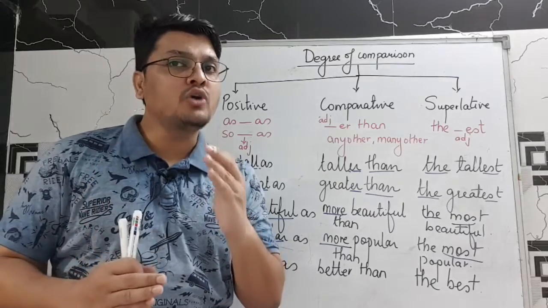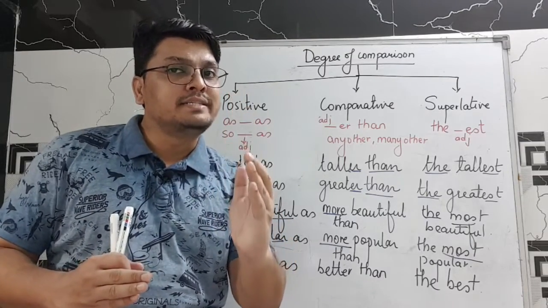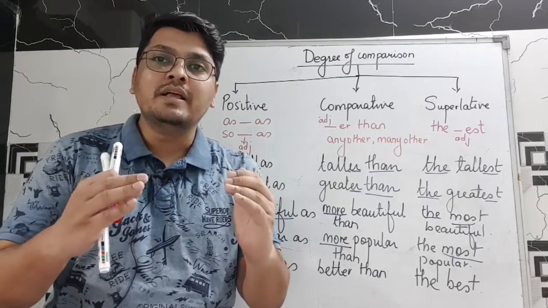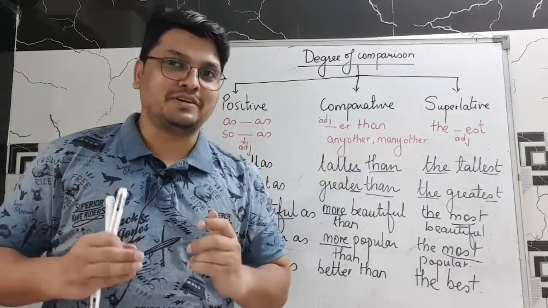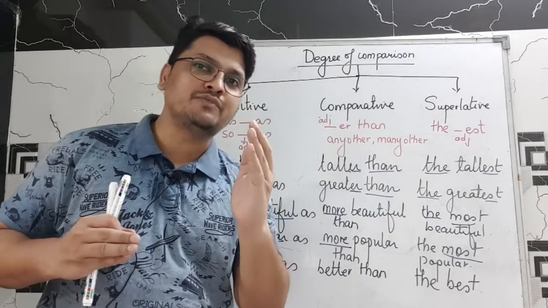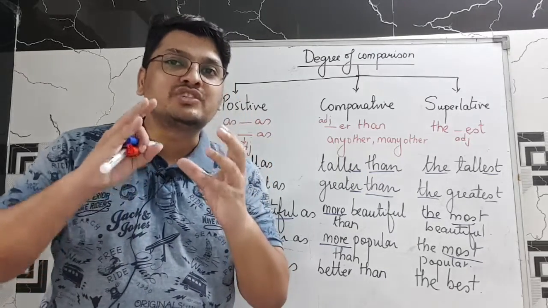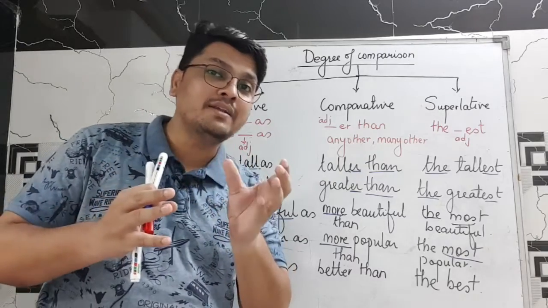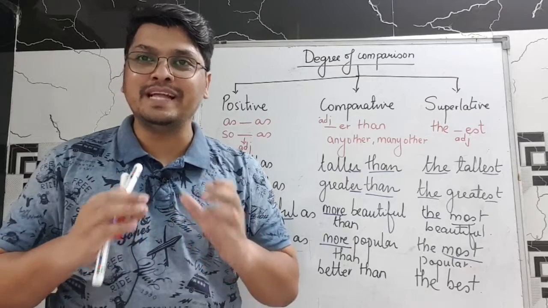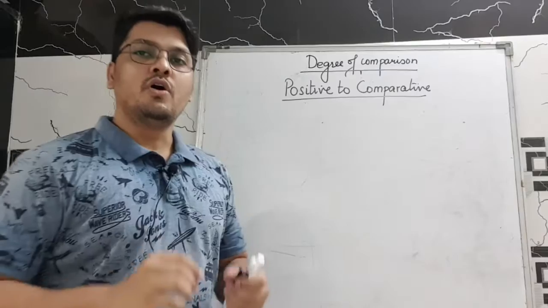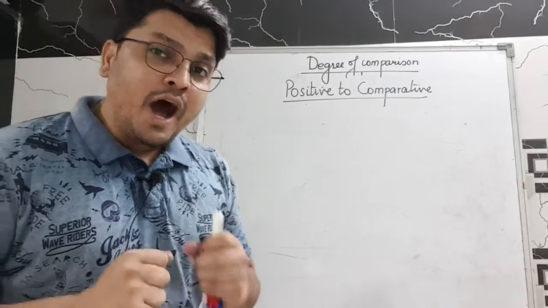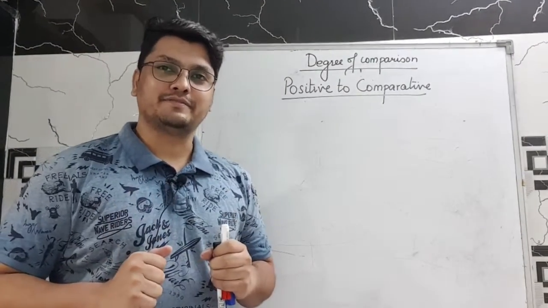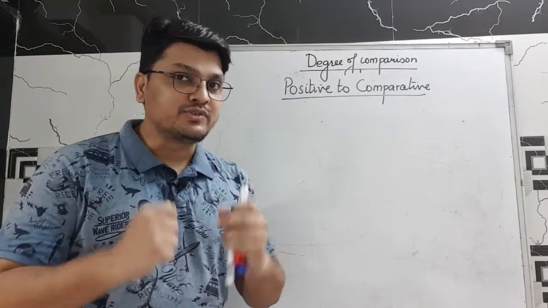Now let's see how to convert the positive degree into the comparative degree. Now what we will do, we will learn it through the structure. As you know that in past videos also, I used structure to change from one sentence to another. So let's see the transformation. Okay, now we will see how to change positive to comparative. Now I'll give you the structure.